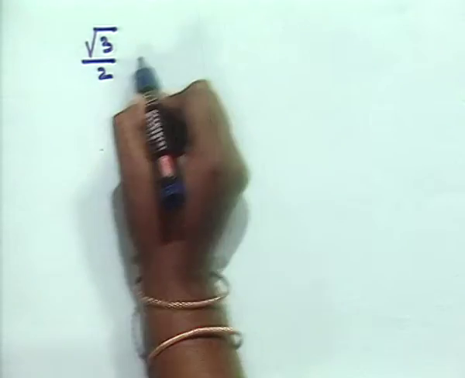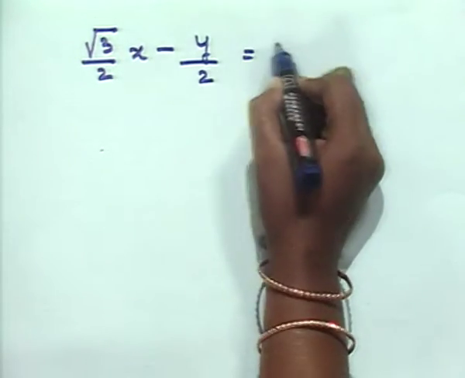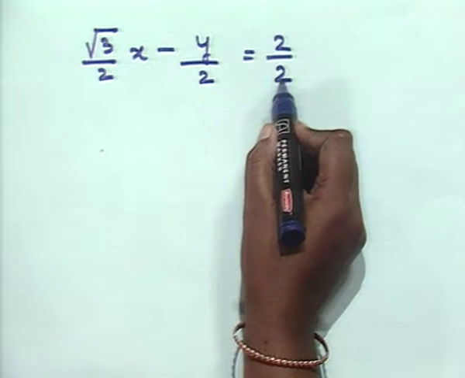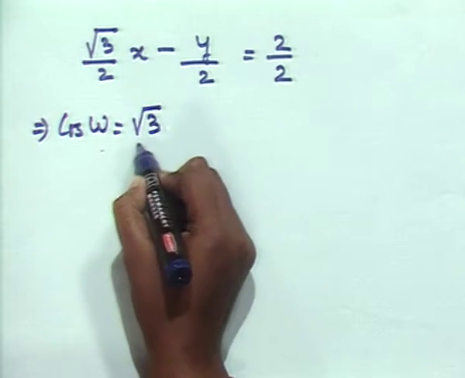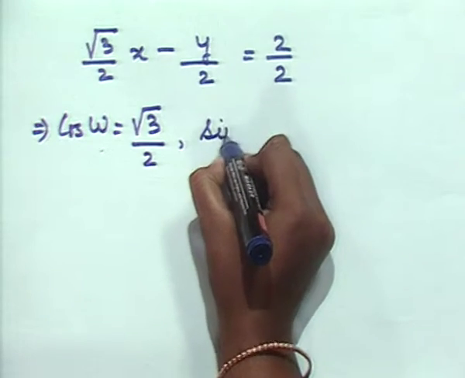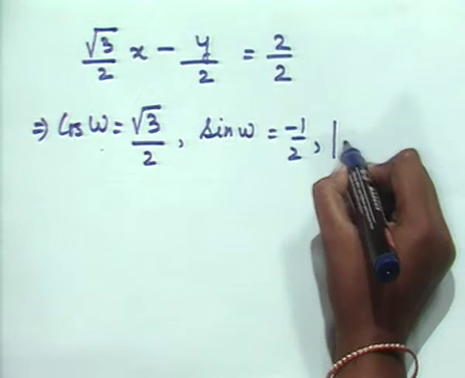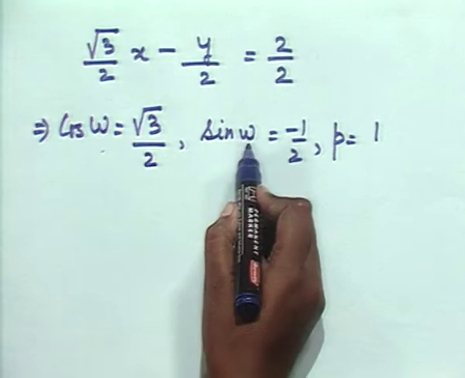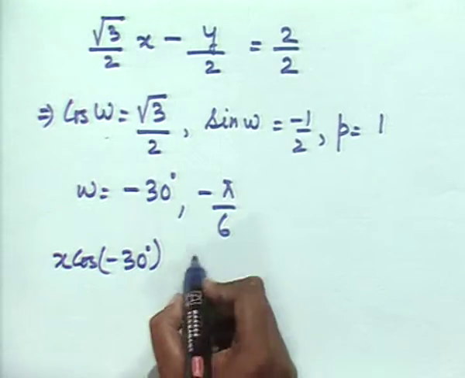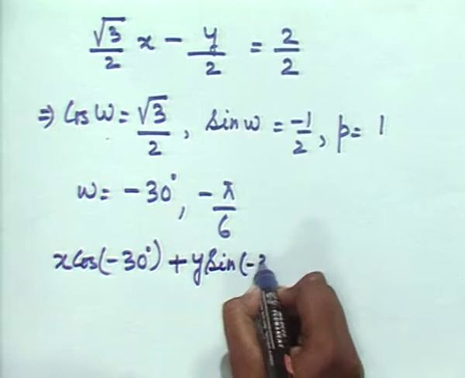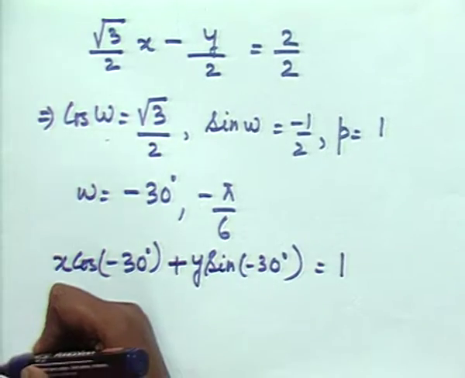You are right. So we then have under root 3 upon 2 x minus y upon 2 is equal to 2 by 2. So we are dividing all the terms by under root of a square plus b square. This implies that cos omega is equal to under root 3 by 2 and sin omega is equal to minus 1 by 2 and p is equal to 1, and the value of omega which satisfies both these conditions is minus 30 degree or minus pi by 6. So the equation may also be written as x cos minus 30 degree plus y sin minus 30 degree is equal to 1. Oh yes ma'am, now I understand how to transform the equation to the normal form.